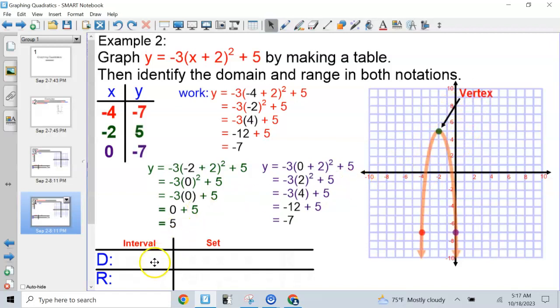For domain, it's still -infinity to +infinity. You can say all real numbers. For range, it goes down forever, so -infinity all the way up to +7 for the y. For set notation, -infinity less than y less than or equal to 7, or just better is y is less than or equal to 7. Because the non-infinity number second is less than second.